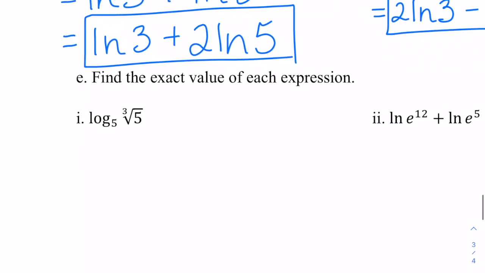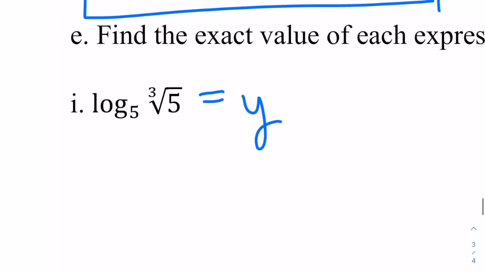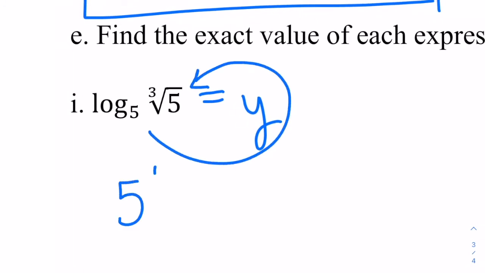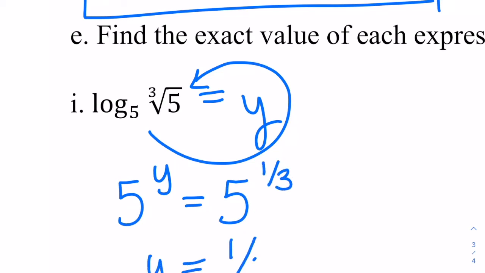Now we're going to find the exact value for each expression. For the first one, you can set this equal to y, just like you did for the last lesson, and rewrite this into exponential form. So 5 to the y equals the cube root of 5, which is really 5 to the 1/3. So we know that'll simplify to be 1/3.